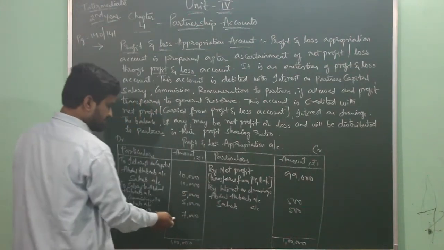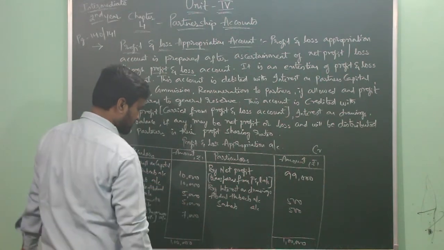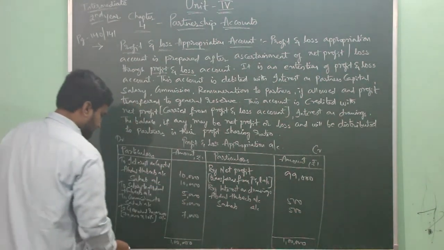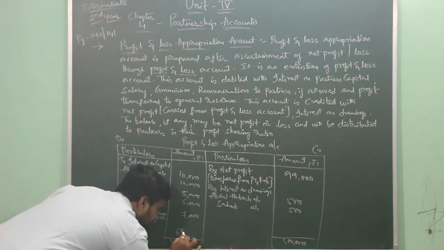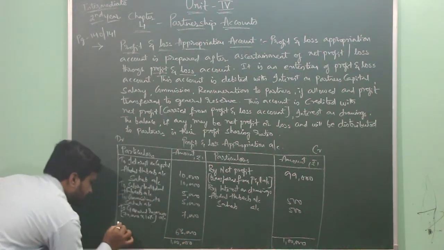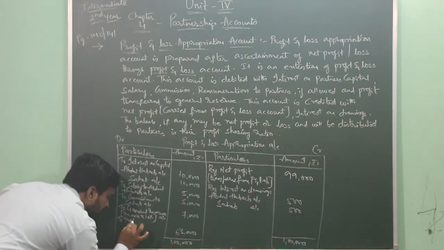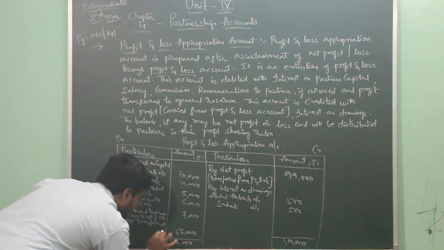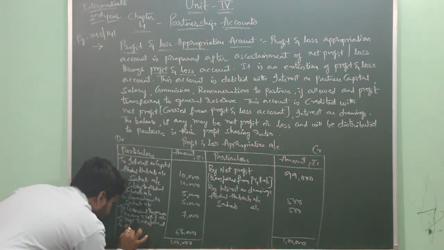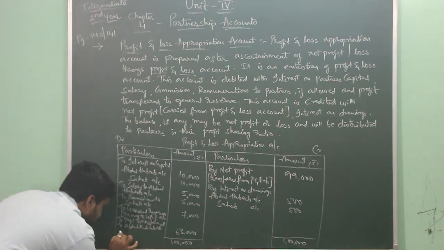So the net amount which is left out will be 1 lakh minus 30,000, 70,000, 70,000 minus 7,000, it will be 63,000. So 63,000 is the net profit that will be distributed to Abdul Habib and Sahab. So to profit transfer to Abdul Habib account, Sahab account.